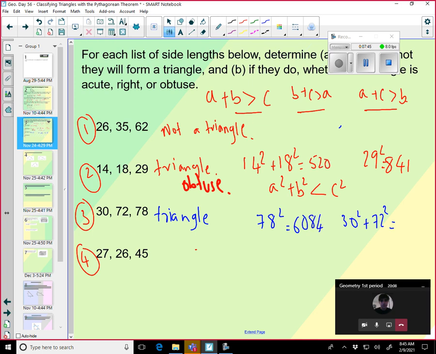Same way if I do 30 squared plus 72 squared gives us 6084. As a squared plus b squared equals c squared, it's a right triangle.